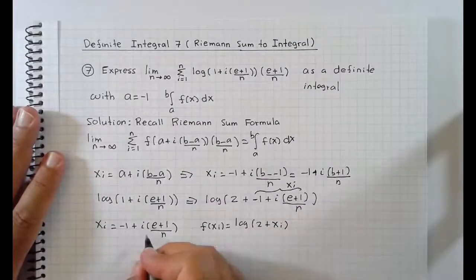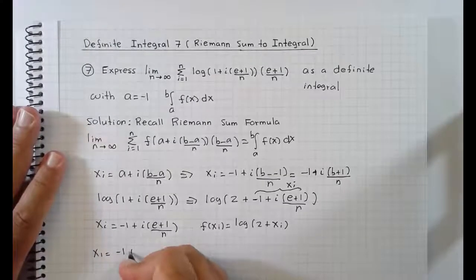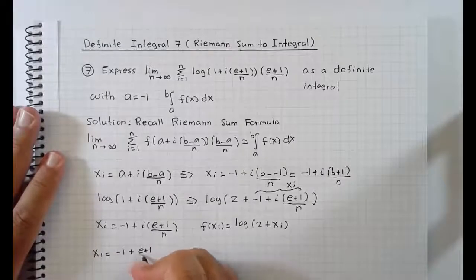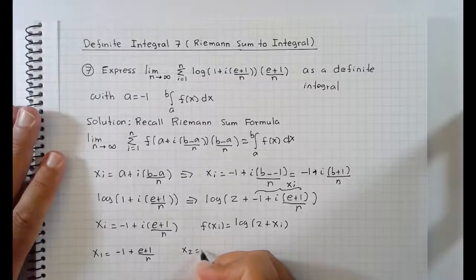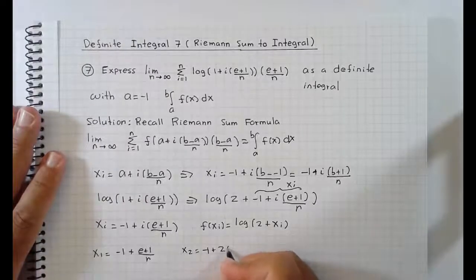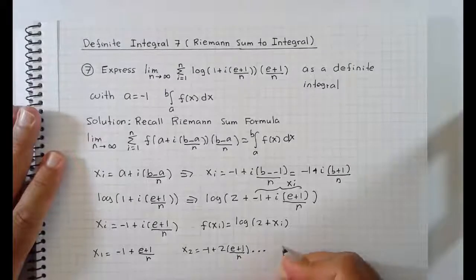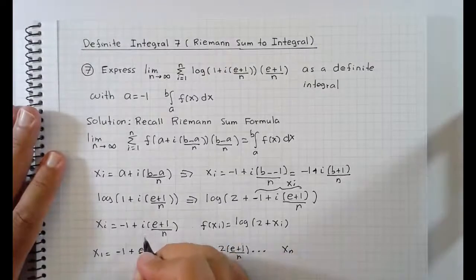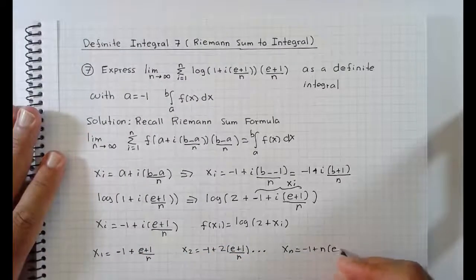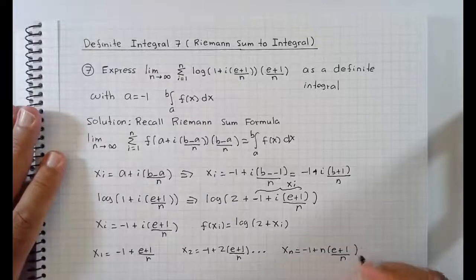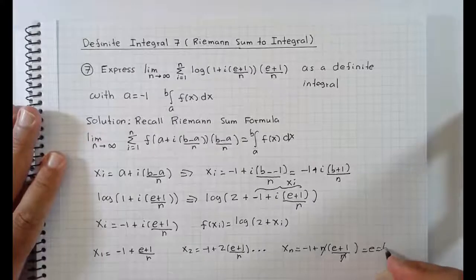So let's plug in i equals 1 in here. We get x1 is equal to -1 plus (e plus 1)/n. Let's put i equals 2 in here. We get x2 is equal to -1 plus 2 times (e plus 1)/n. And let's also put i equals n here to find the endpoint b. xn is equal to -1 plus n times (e plus 1)/n. The n's cancel out and we get just e, which is equal to b.